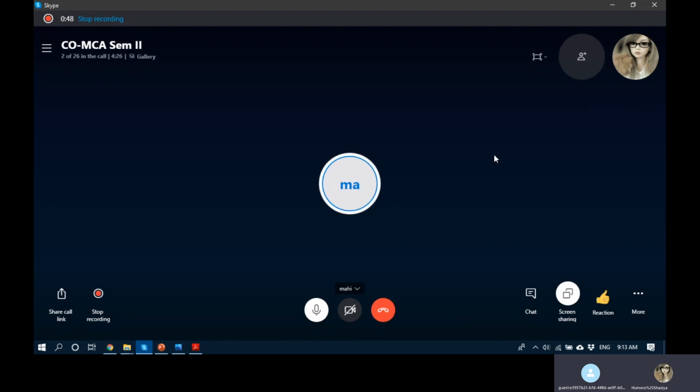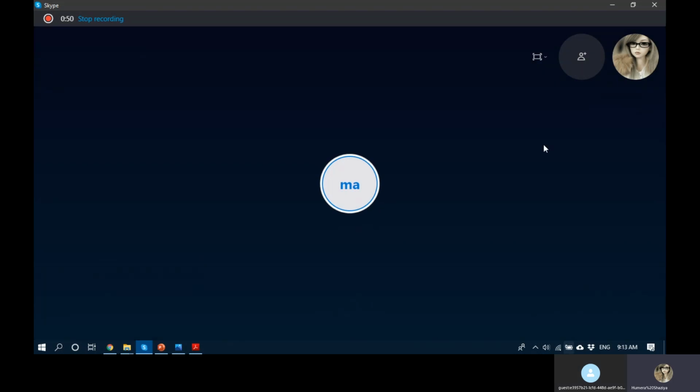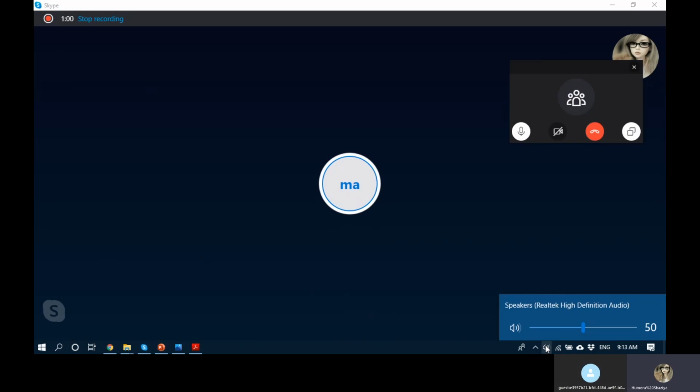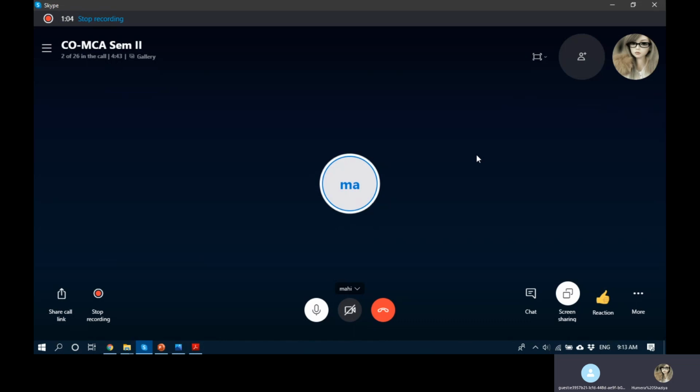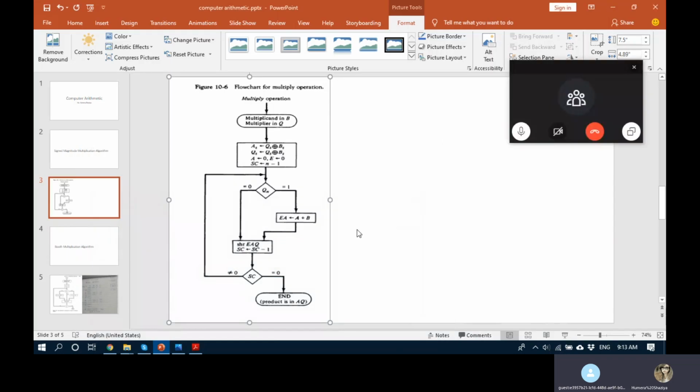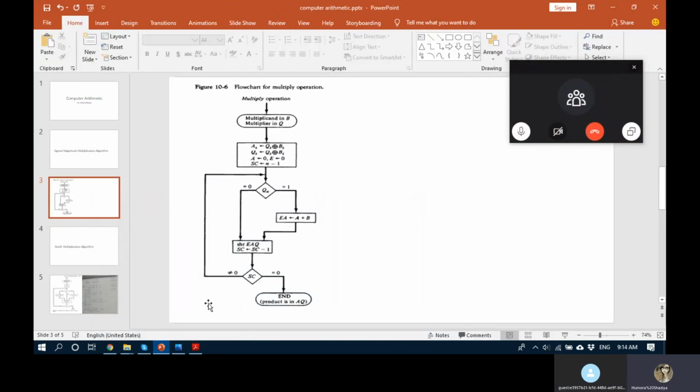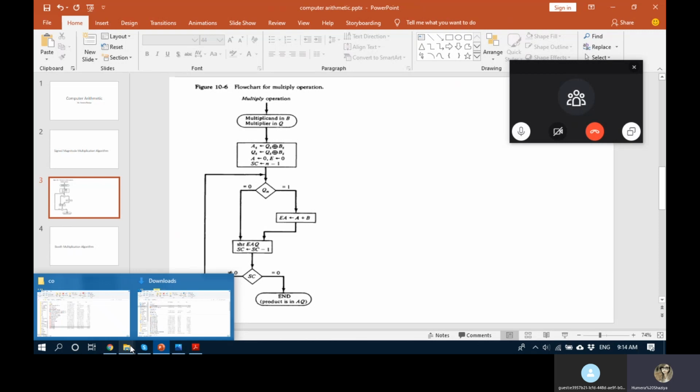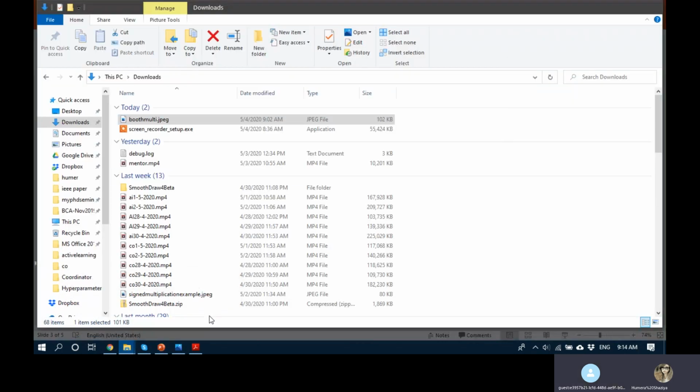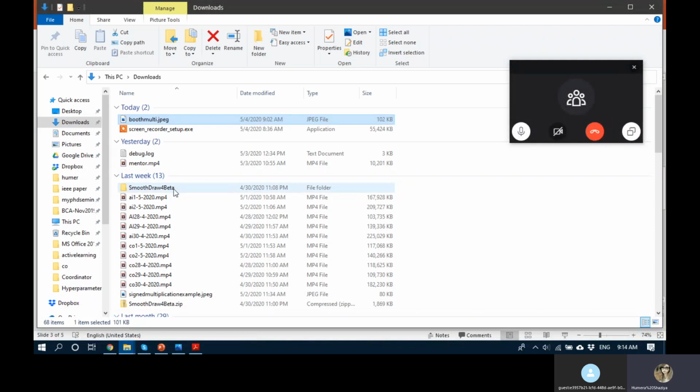Okay, ma'am. Okay, so today's topic is, actually, we are studying computer arithmetic. In computer arithmetic, we are doing multiplication. Addition is completed. We are doing multiplication now. So you have the textbook.